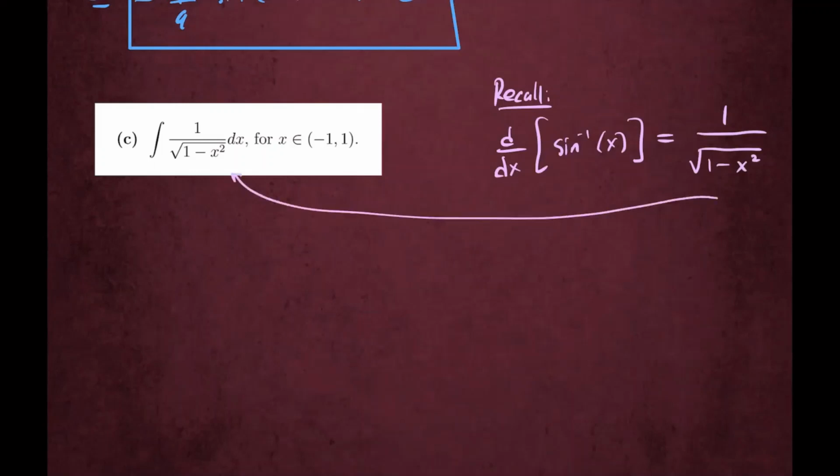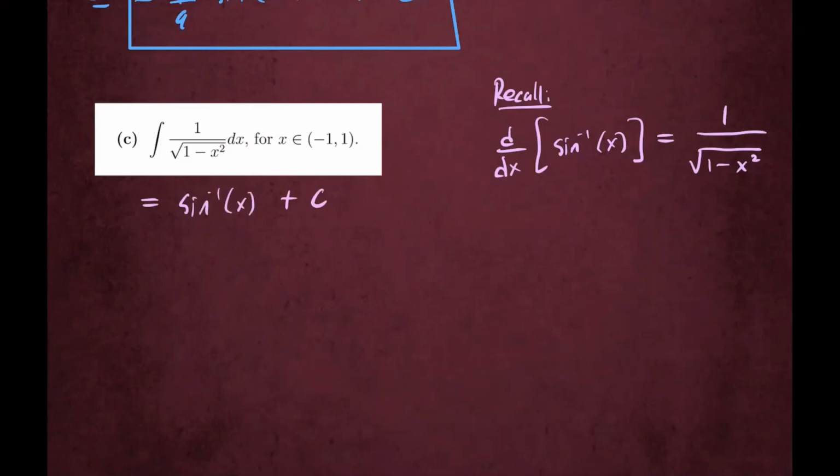Now you're integrating that expression, which was your derivative. So that means it will take you back to sine inverse. That's why I said there isn't much work to do for this problem, other than knowing that it's one of the inverse trig functions. So this is sine inverse of x, and of course plus c.